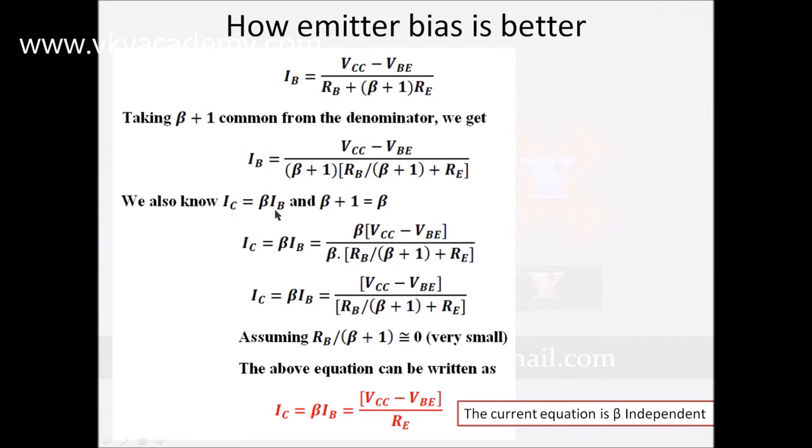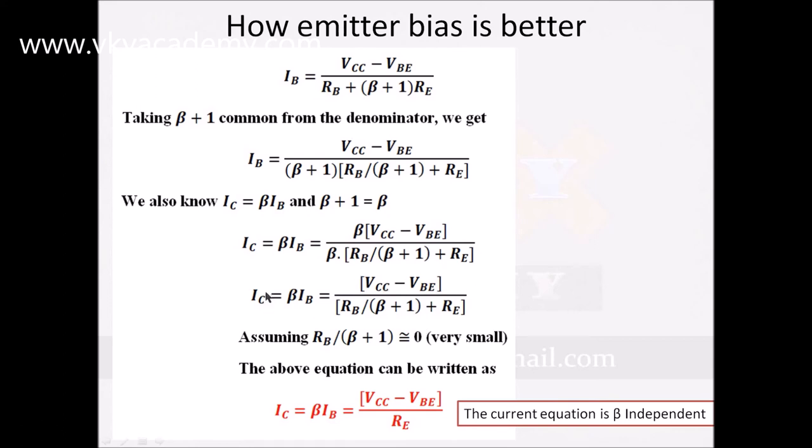We also know IC is equal to beta times IB, and beta plus 1 is nearly equal to beta, and IC is equal to beta IB. So beta into IB is (VCC minus VBE) divided by beta times (RB by (beta plus 1) plus RE). In the next step, we can cancel the beta from the numerator and denominator, and the equation will be (VCC minus VBE) by (RB by (beta plus 1) plus RE). Now this is our final equation.